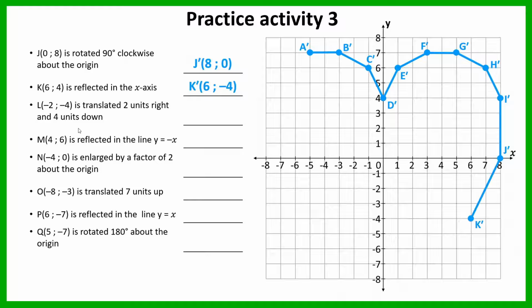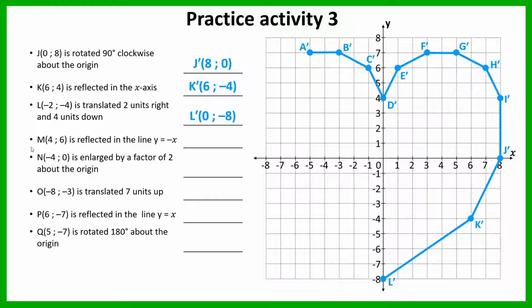And then I have L, which is -2, -4, so that's this point over here. It is going to be translated 2 units to the right. That goes 1, 2, and then 4 units down, 1, 2, 3, 4. So I end up over here, and this point L prime is going to have the coordinates 0, -8, and I plot it and join it up.